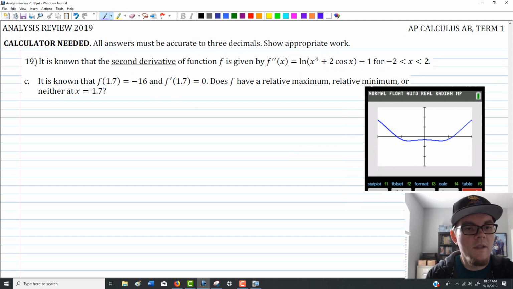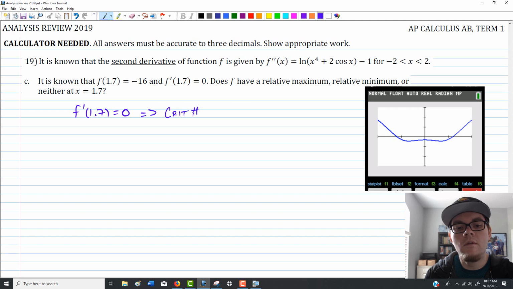So what are we told here? The f of 1.7 equals -16 doesn't mean anything. But f prime of 1.7 equals 0 implies to us that we have a critical number of the function f. So that means we're at a potential maximum or minimum. To make our decision, since we've got a graph of the second derivative, what we should use is the second derivative test. So let's determine what f double prime 1.7 is.